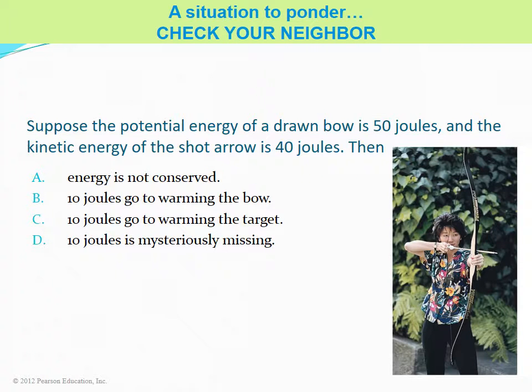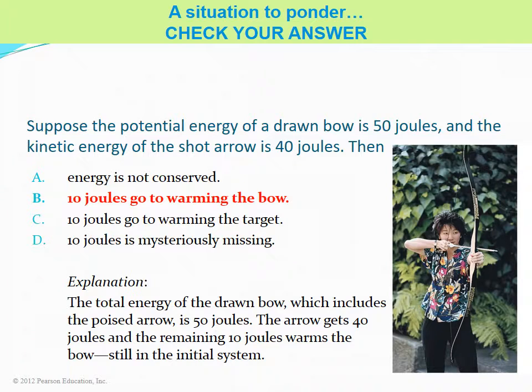Suppose the potential energy of a drawn bow is 50 joules, and the kinetic energy of the shot arrow is 40 joules. Then, A, energy is not conserved, B, 10 joules go to warming the bow, C, 10 joules go to warming the target, D, 10 joules is mysteriously missing. B, 10 joules go to warming the bow. The total energy of the drawn bow, which includes the poised arrow, is 50 joules. The arrow gets 40 joules, and the remaining 10 joules warms the bow, still in the initial system.